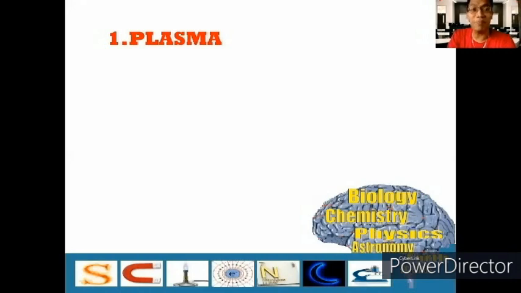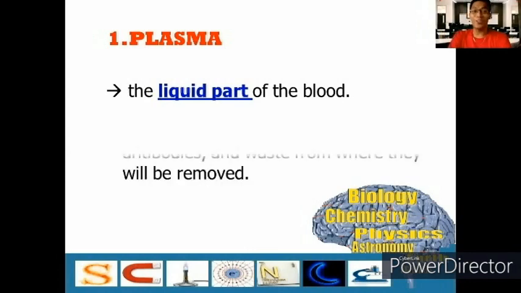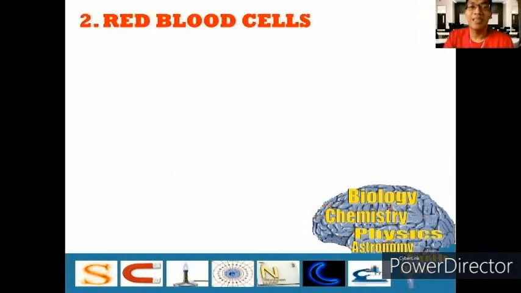And the first component is plasma. Plasma is the liquid part of the blood. It is the liquid part because it is mostly composed of water. Also, plasma is the one responsible for transporting the nutrients, the hormones, antibodies, and even waste. Kaya mahalaga ang plasma dahil ito ang isa sa pinakamaraming responsibilities na ginagampanan pagdating sa transportation ng mga materials sa loob ng katawan natin. The second component of the blood is the red blood cells.